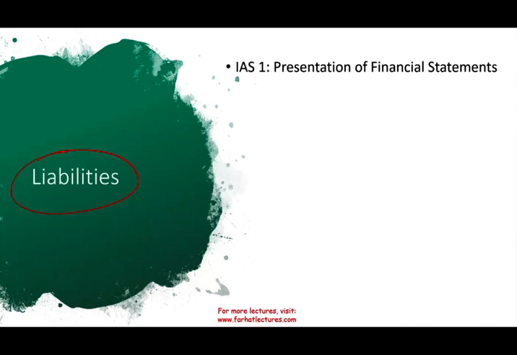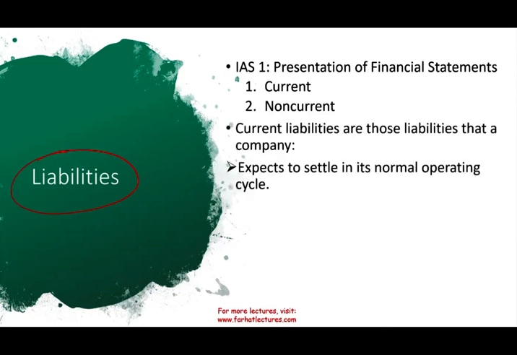The first thing we need to know is that liabilities could be current or non-current. So first, what is a current liability, and what is a non-current liability? Simply put, a current liability is a liability that is expected to be settled in the normal operating cycle. What does that mean? It means within our operating cycle, and we're going to assume for the sake of illustration that our operating cycle is 12 months or 1 year.